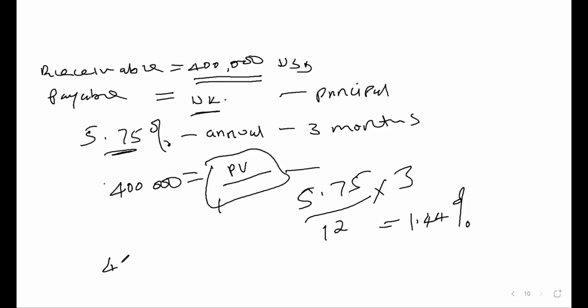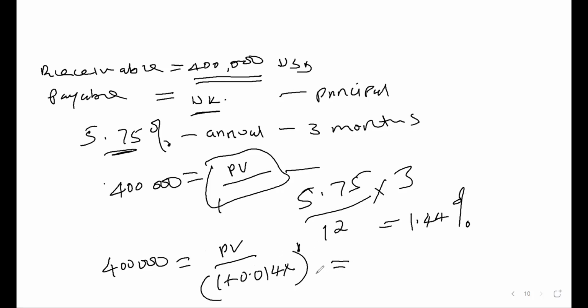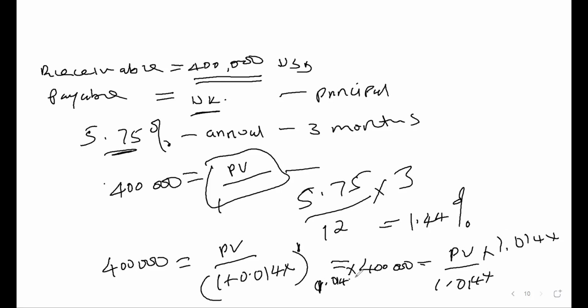So we know our future value is 400,000. That is the value we want to have in future in the next 3 months. So what we don't have is our present value. Divide by 1 plus R, which is 0.0144, raised to power 1. It's just 1 period. So how much are we supposed to borrow? We are looking for the present value. So if you solve the equation further, you get present value divided by 1.0144. So you multiply by 1.0144. So how much should you borrow?